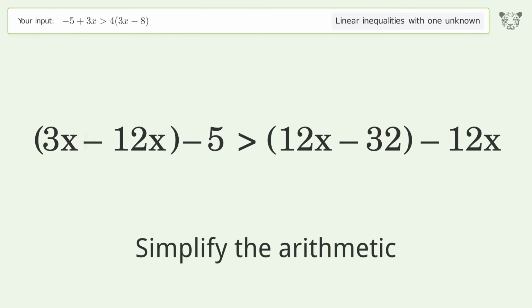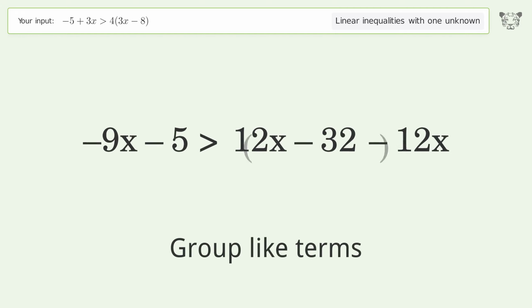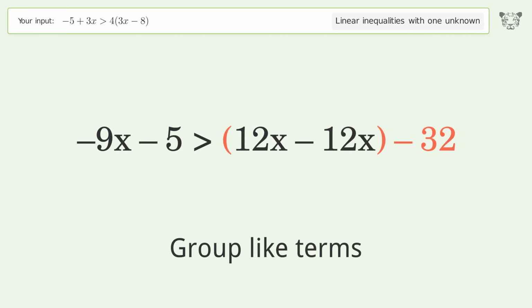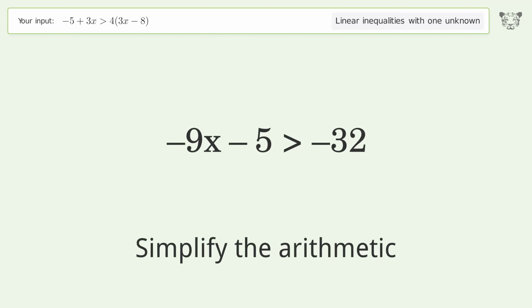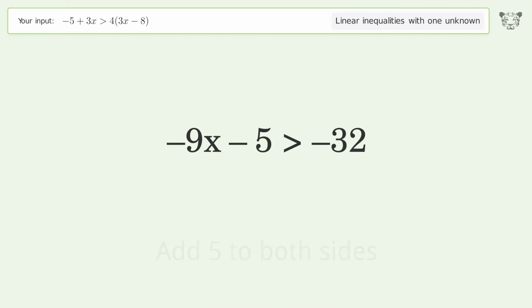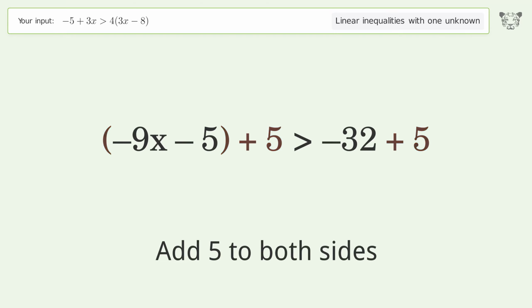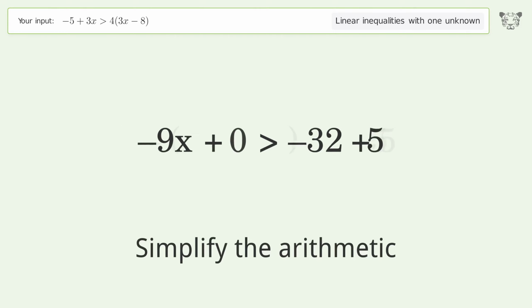Simplify the arithmetic. Group like terms. Simplify the arithmetic. Group all constants on the right side of the inequality. Add 5 to both sides. Simplify the arithmetic.